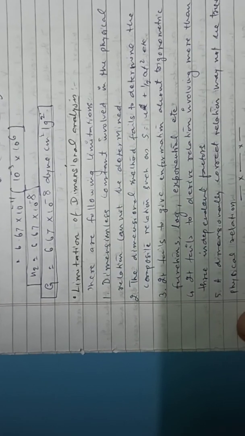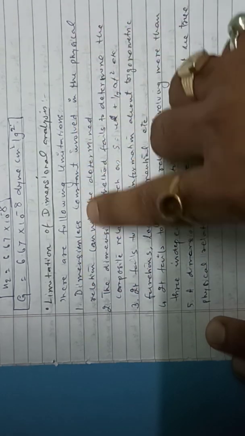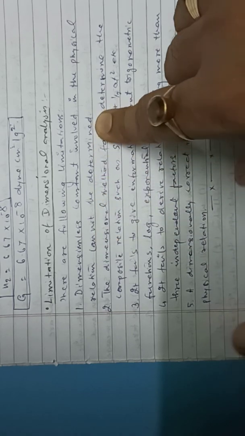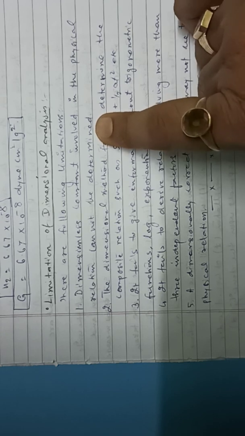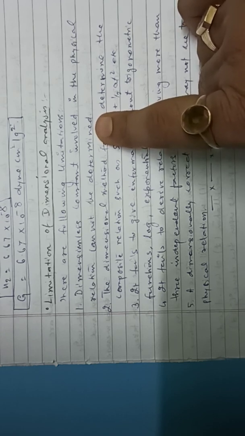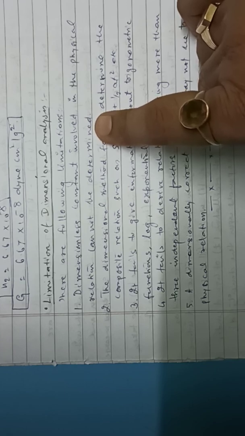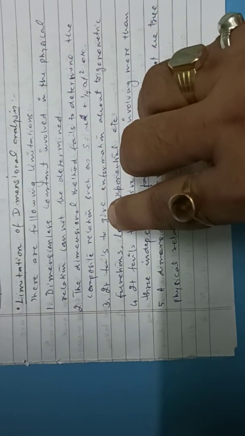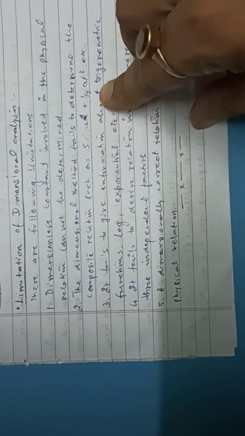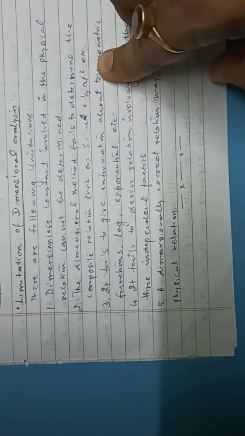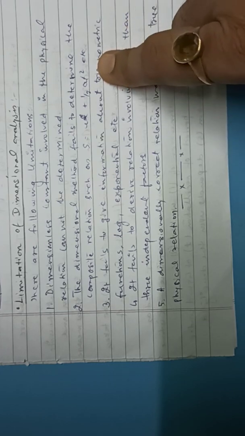Now the important 2 marks question: what are the limitations of dimensional analysis? There are following limitations. The dimensionless constant involved in a physical relation cannot be determined. We cannot determine the dimension of constant. So we write the one limitation: dimensionless constant involved in the physical relation cannot be determined. Dimensional method fails to determine composite relations such as s is equal to ut plus half at square, v square minus u square is equal to 2as, etc.